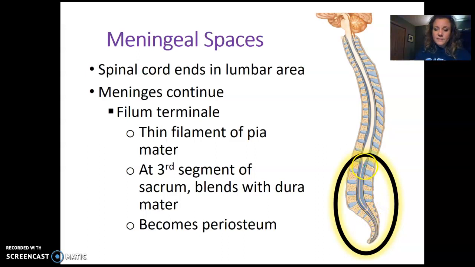And eventually we have just a thin, tiny filament of pia mater. And at the third segment of the sacrum, it's going to blend with the dura mater and it's going to become the periosteum. So it's going to end up becoming a cover through the rest of the sacrum here in the very bottommost portions of our spine.